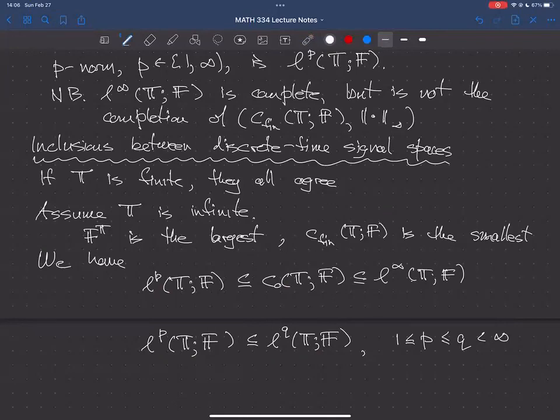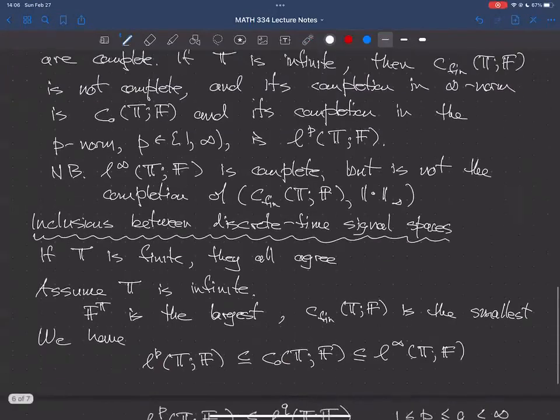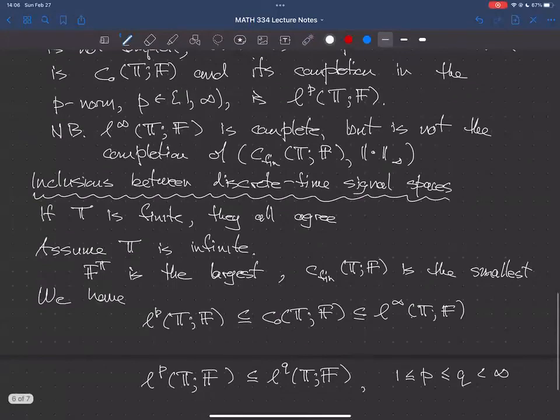That is everything that I wanted to say about discrete time signals, and so next time we're going to begin talking about a rather harder subject, and that's continuous time signals. So we'll pick that up next time.